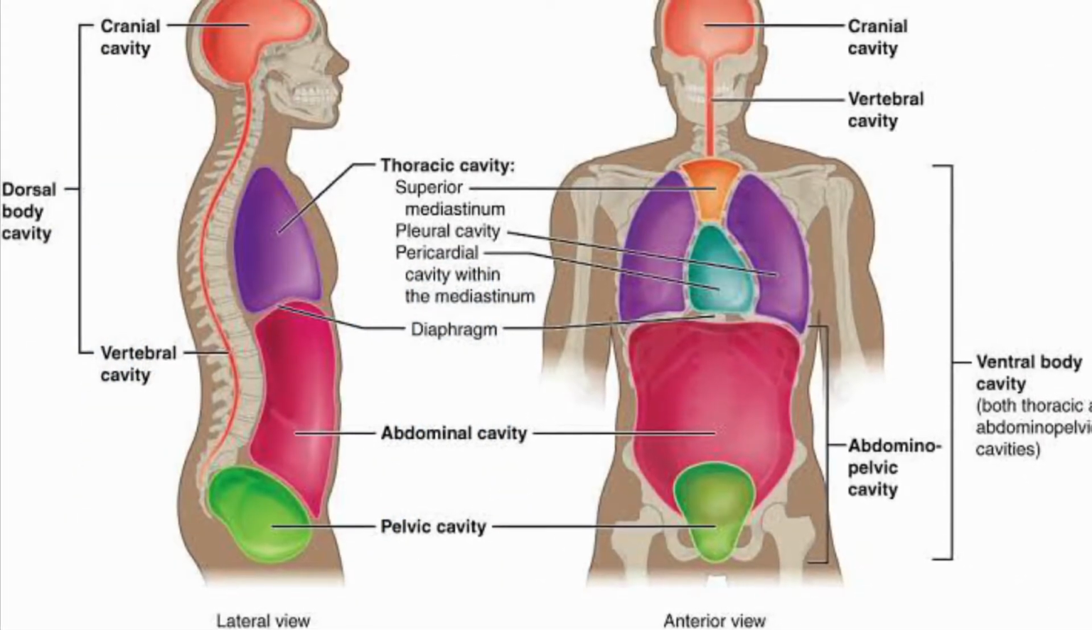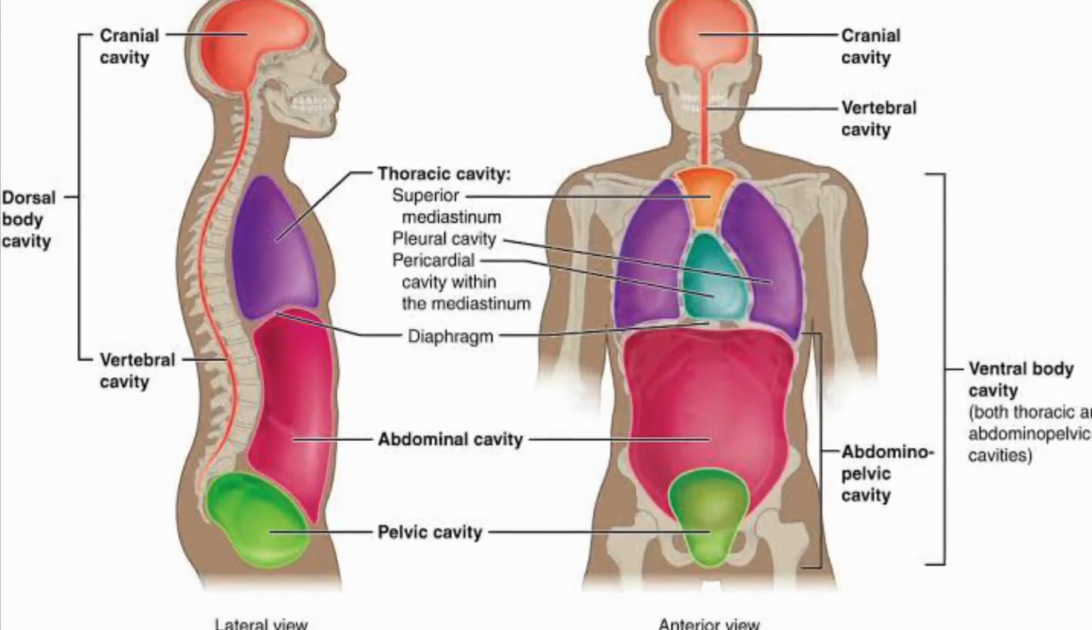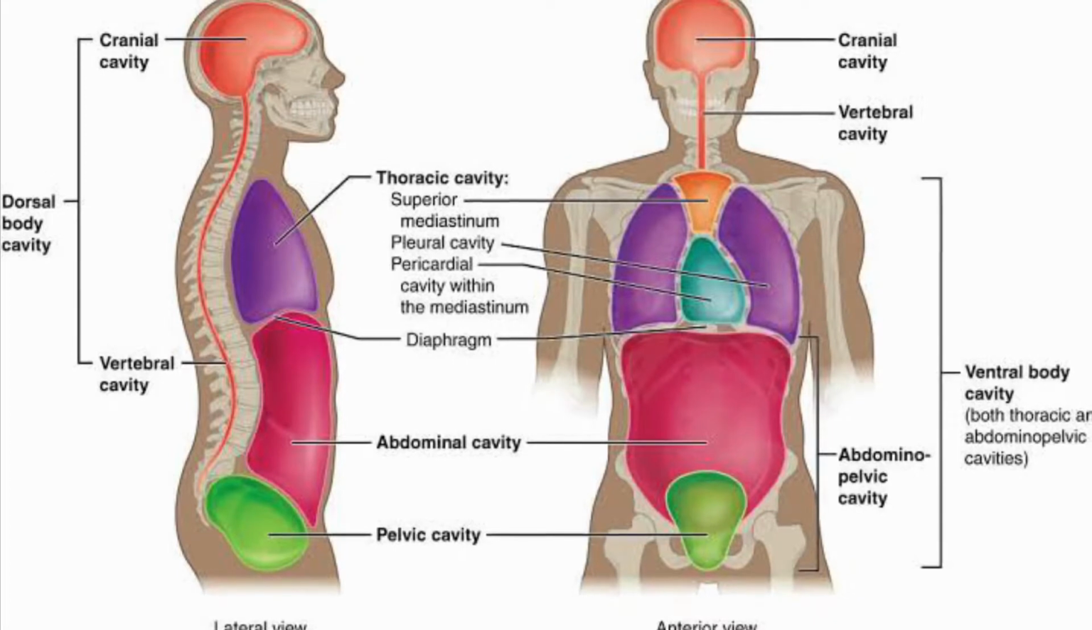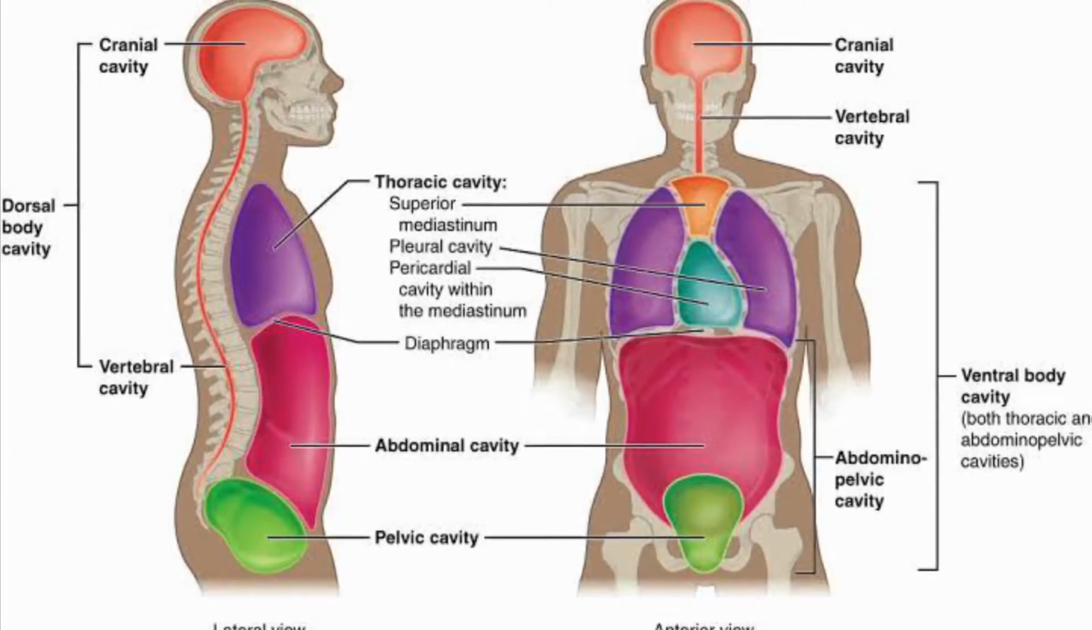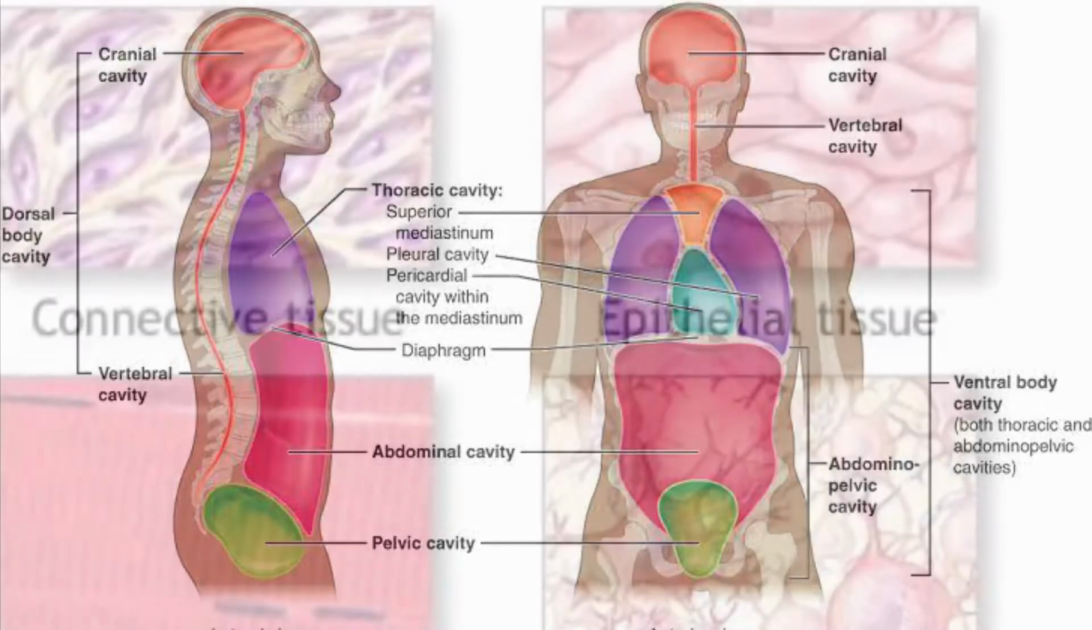The second thing that we learned were the body cavities, which can be described as empty spaces that are used to protect and hold organs. The four main cavities are the cranial cavity, the abdominal cavity, the thoracic cavity, and the abdominopelvic cavity.